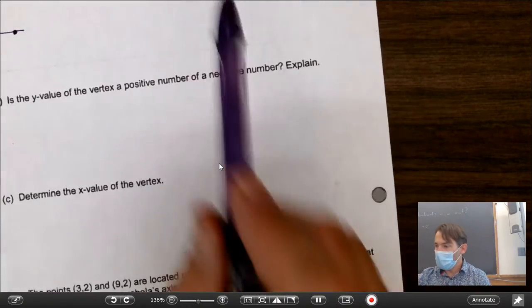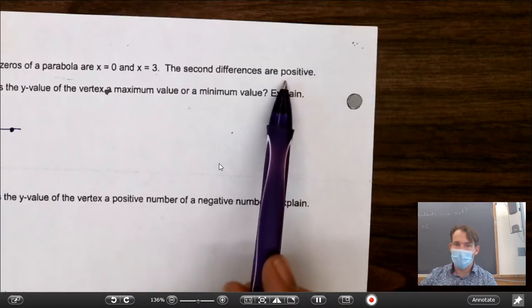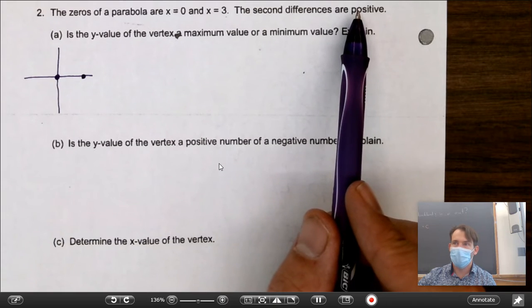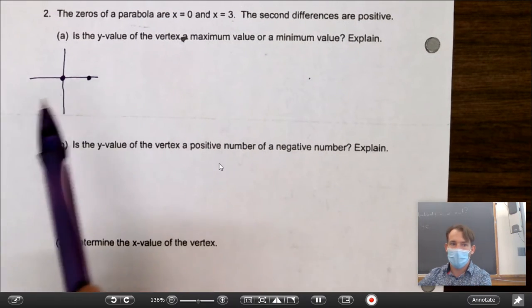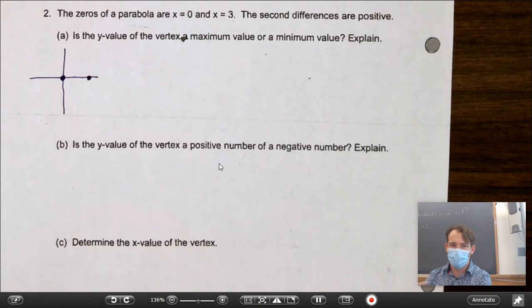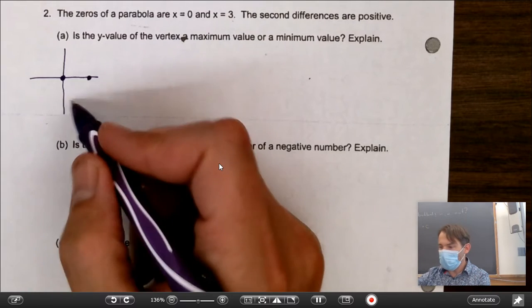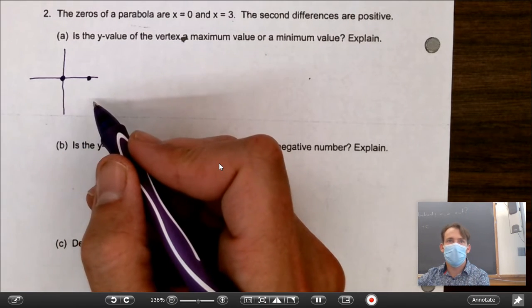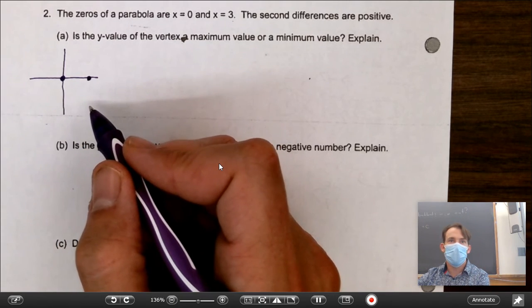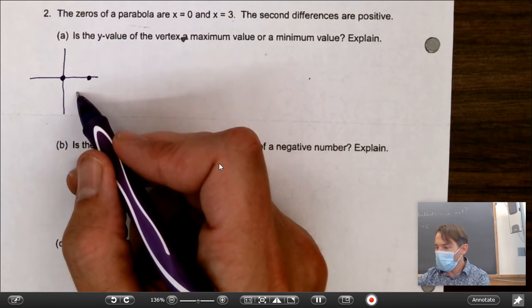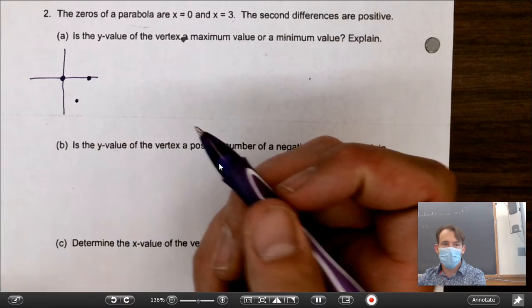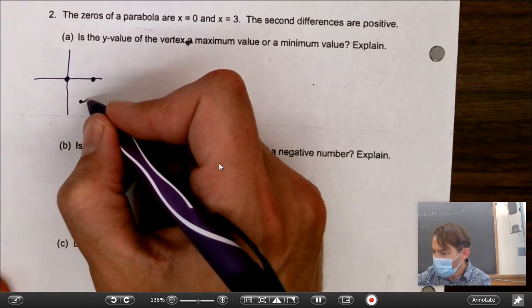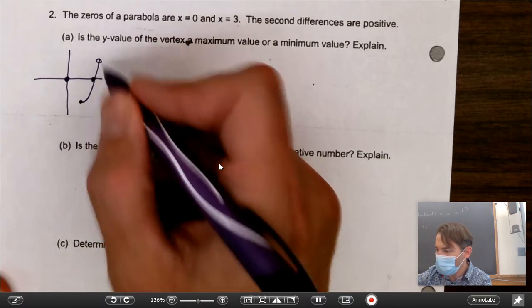So this one, if the second differences are positive, it opens in what direction? This opens upwards. So where will the vertex be relative to these two zeros? Yeah, below. And will it be closer to one of the zeros? No. It'll be right in between those. It could be here. That could be the vertex. And then you've got a sketch that you can use to answer these types of questions.